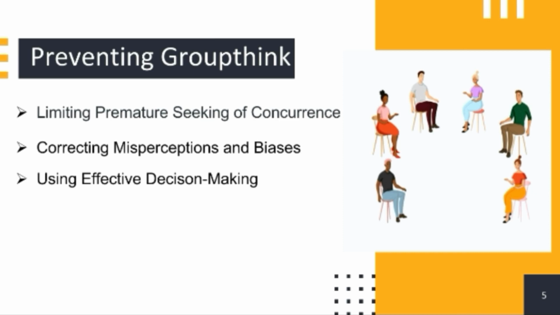The second one is correcting misconceptions and biases. Members have to be willing to admit their personal inadequacies and ignorance. And lastly, using effective decision-making techniques. This increases the chances of success. They have to insist on exploring other alternatives, not just do this or don't do anything, or consult outside experts, or meticulously review steps when implementing.